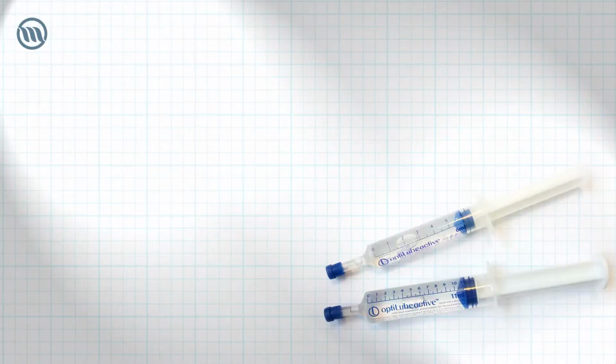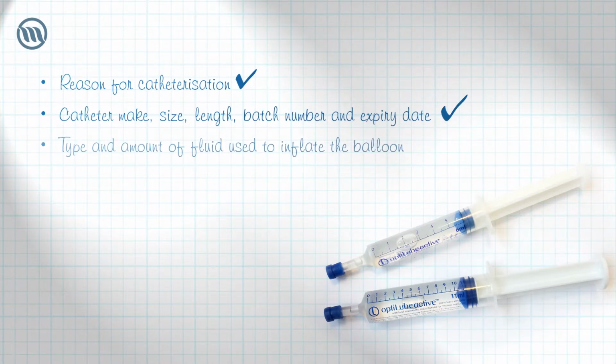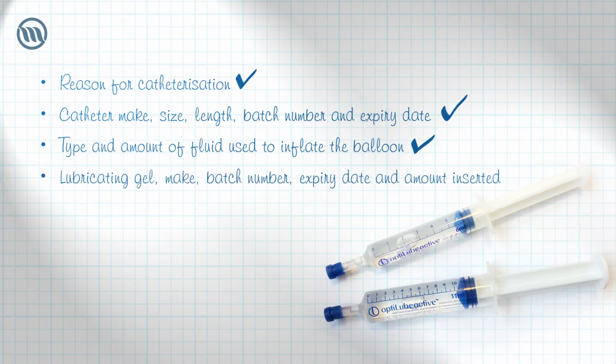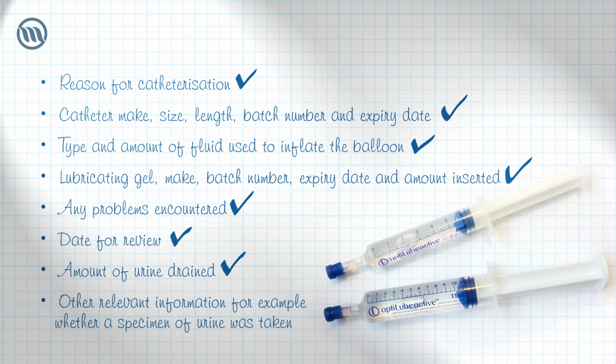Make sure you document the following in the notes: the reason for catheterization, the details of the catheter, including the make, size, length, batch number, and expiry date, along with the type and amount of fluid used to inflate the balloon, including batch number and expiry date of fluid if required, the batch number and expiry date of the lubricating gel and the amount inserted, details of any problems during the catheterization process, the date when the catheter should be reviewed, the amount of urine which drained from the bladder, and any other relevant information, for example, whether a specimen of urine was taken.